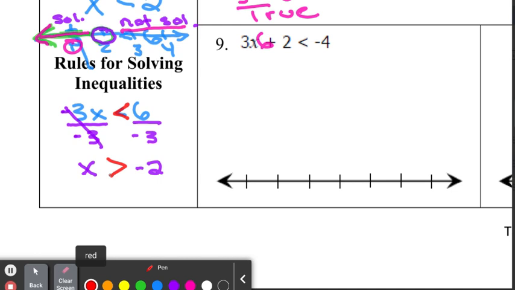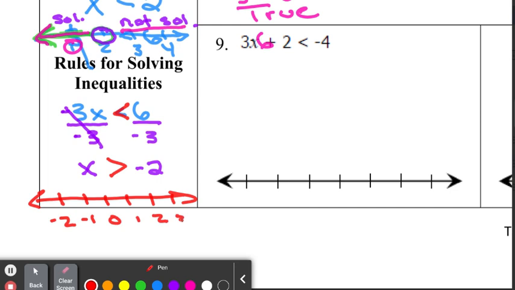Come on. Oh my goodness, I guess I'm going to keep the red. It won't let me change colors. So 0, negative 1, negative 2, 1, 2, 3.